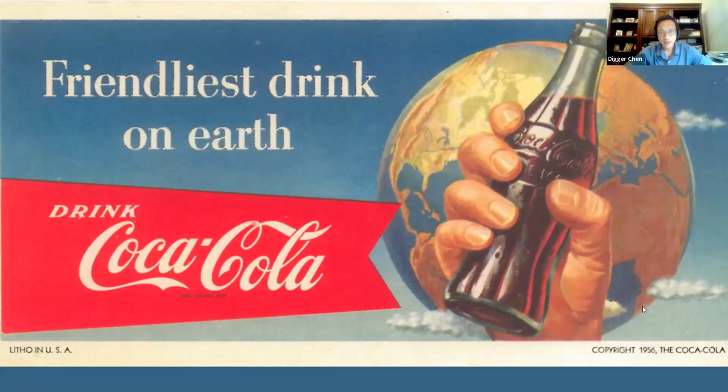And this is copyright. The statement related to Coke, drink Coca-Cola, "friendliest drink on earth," this is Coca-Cola's trademark. If we copy this, we say the same thing, Coca-Cola might file a complaint against me saying you infringe their copyright. So this is copyright.